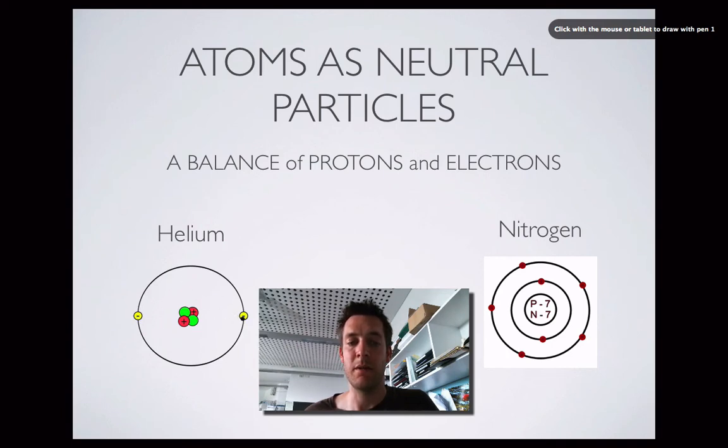Now, because these particles have opposite charge but the same amount of charge, those charges will balance each other out. So this atom will have no charge overall.